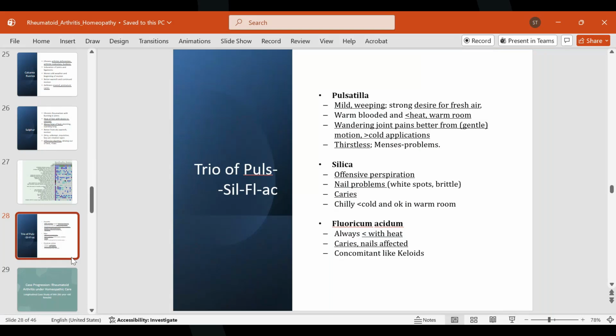There's a trio. Pulsatilla has the wandering pains, better for motion, and usually with Pulsatilla, it's not violent motion like other remedies like Hecla and Sepia. They're mild, they're weepy, irresolute, yielding. They have a strong desire for fresh air. If you ask, well, at night, how important is it to have the window open? They'll say 8, 9, 10 out of 10.